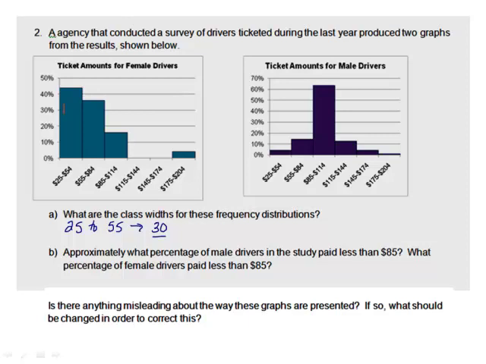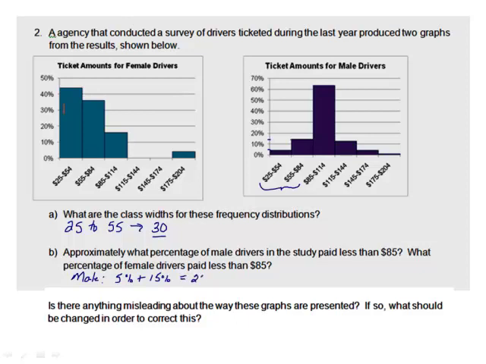Next question is, approximately what percentage of male drivers in the study paid less than $85? Well, if we look at those first 2 categories, those are both less than 85, and we've got approximately 5% for one and approximately 15% for the other. So if we take the 5% plus the 15%, then that's going to give us approximately 20% of the male drivers that paid less than $85 for their ticket.